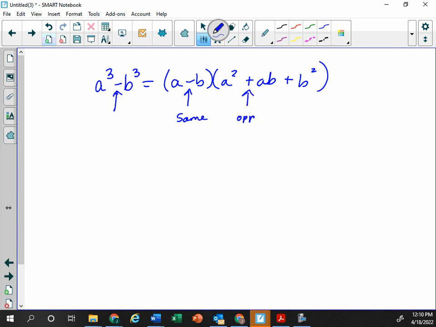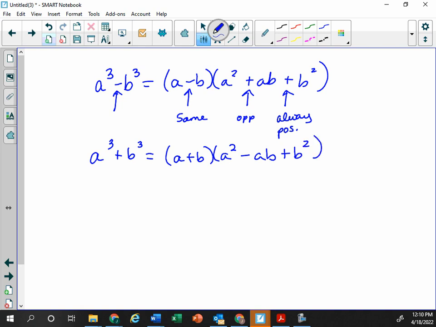Opposite. Always positive. That's where the SOAP comes from. S-O-A-P. So if it started with addition, that'd be A plus B for the same side, A squared minus AB for opposite, and then always positive plus B squared.